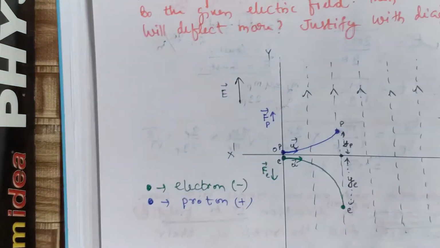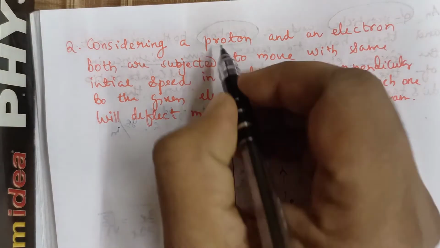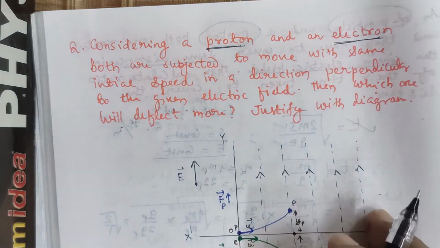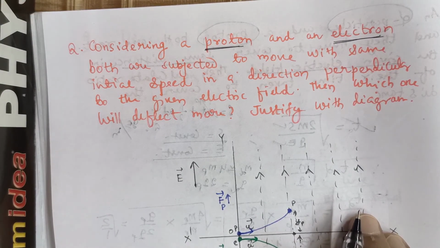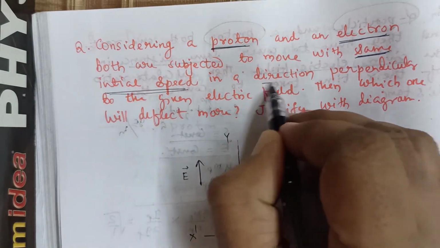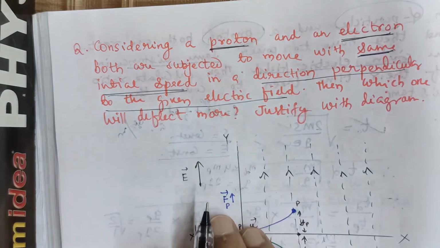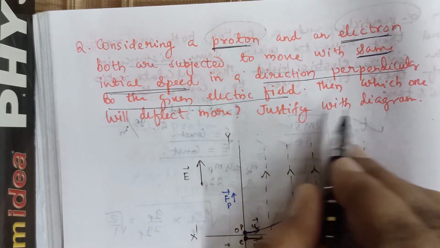There is another problem for you. Consider a proton and an electron, both subjected to move with the same initial speed, that means u constant, in a direction perpendicular to the given electric field. That means the path will be parabolic. Then which one will deflect more? Justify with a diagram.